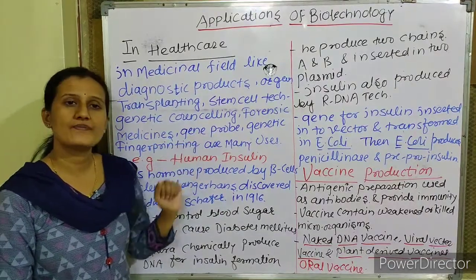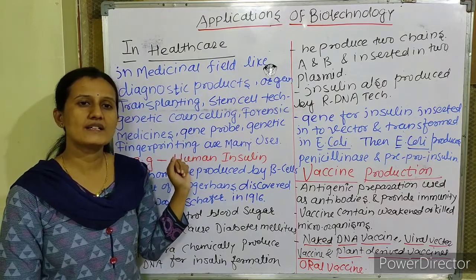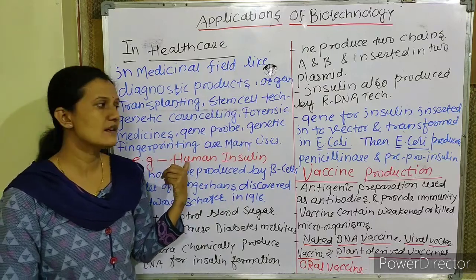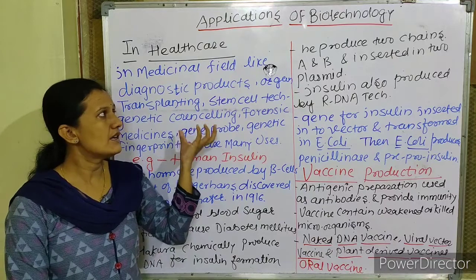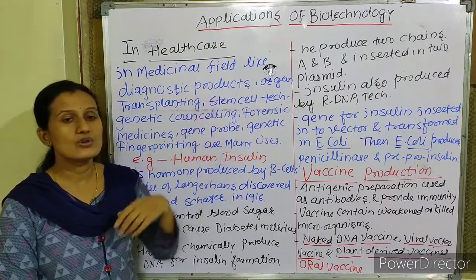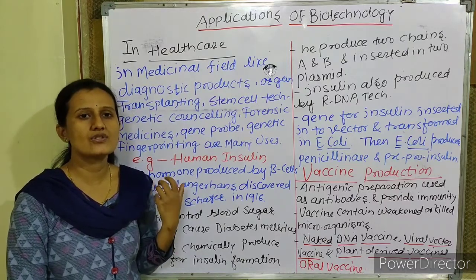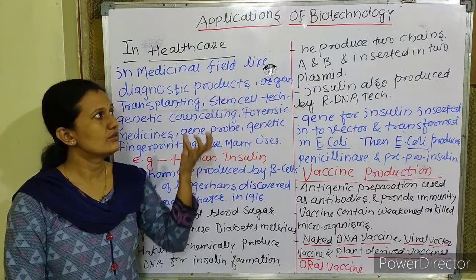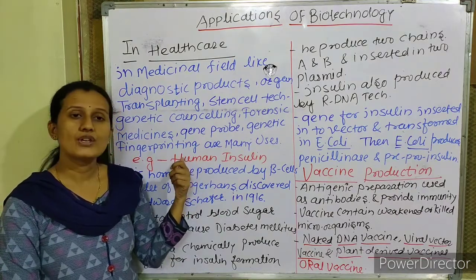Then the gene probes, that is the marker DNA, the gene whose molecular weight and nucleotide sequences are to be known. Then genetic fingerprinting, that is the DNA fingerprinting or the karyotyping. These are the different uses of biotechnology in healthcare, in the medicinal industry, in the diagnostic industry.